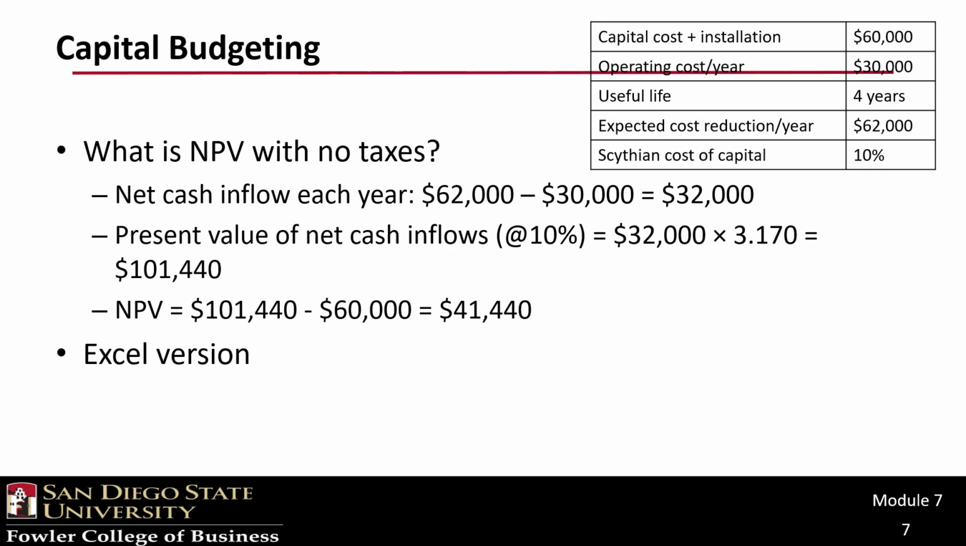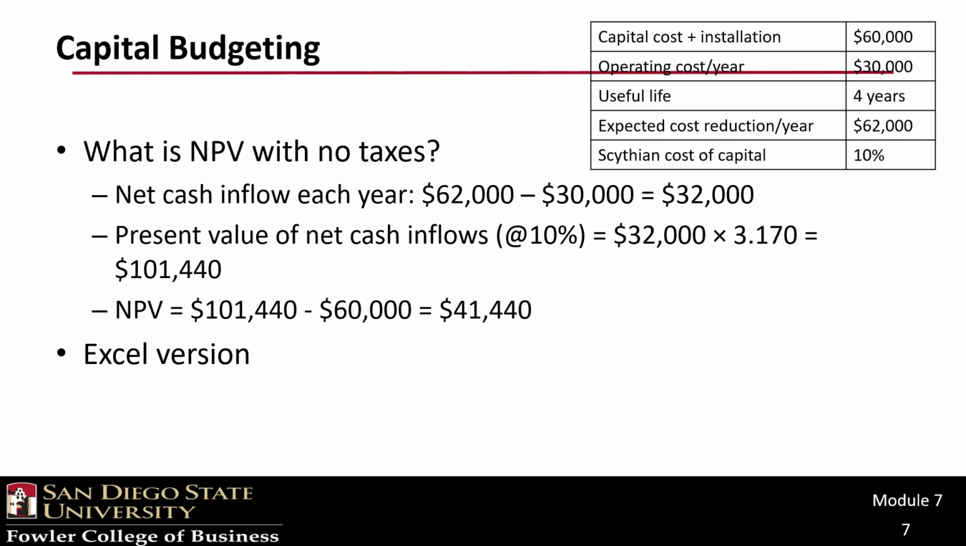And so the present value of those 4 inflows of $32,000 is $100,440. Now that sounds really good, but we have not considered the cost of placing this piece of capital in the service, which is $60,000. That is at the present time, so there's no need to discount that back, right? That happens at, if you will, time 0.